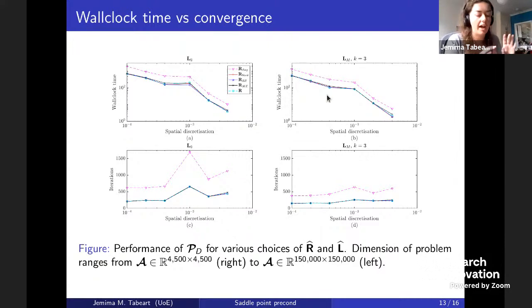We also recall that we have this block approach, which will allow for further parallelism, but all of these results here are in serial.